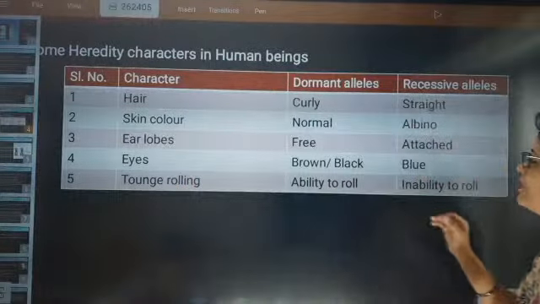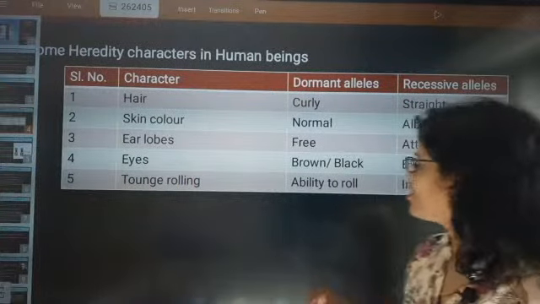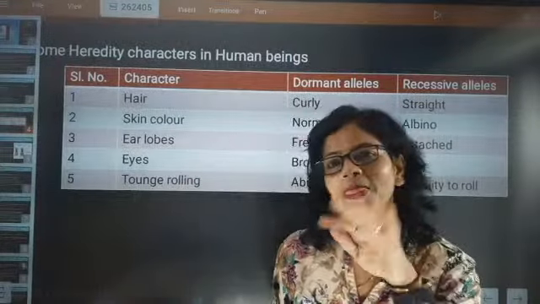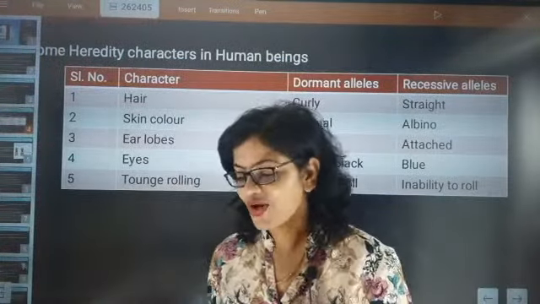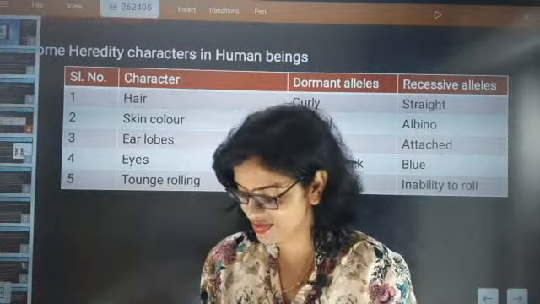That is the ability to roll and the inability to roll. Ability to roll means many people now have the ability to roll their tongue. Now after class you try this one, huh?